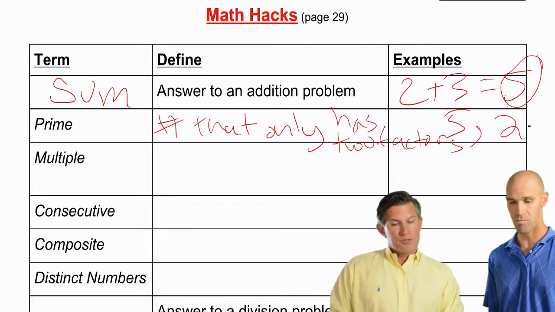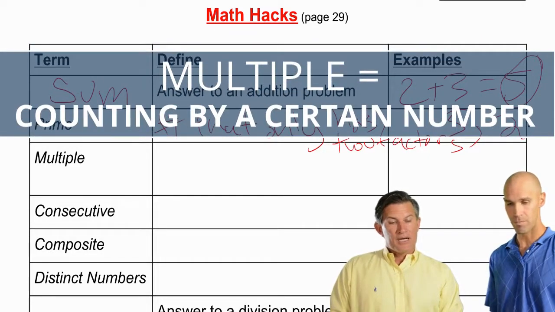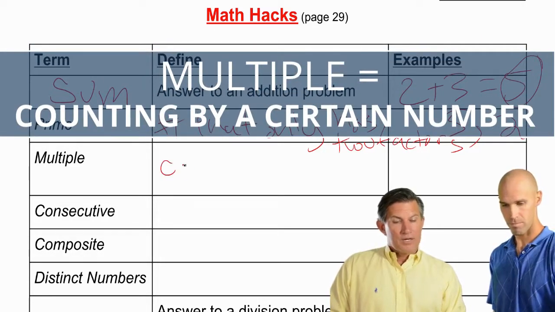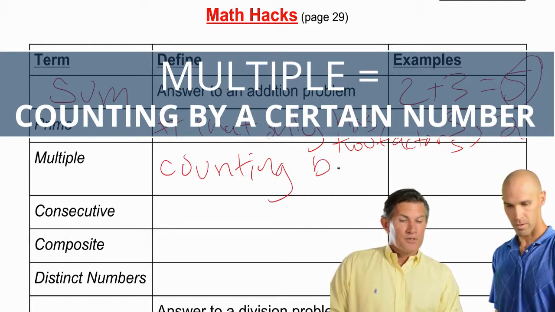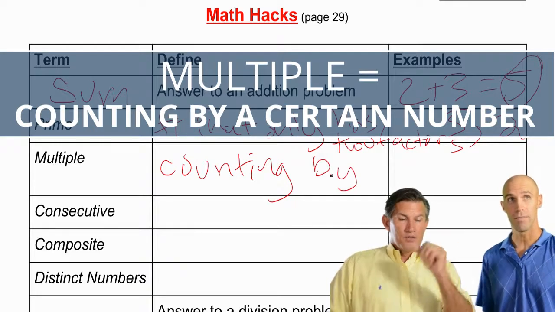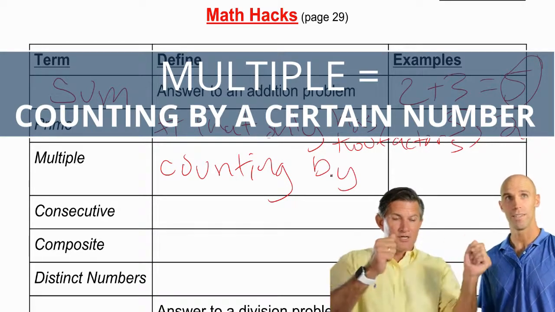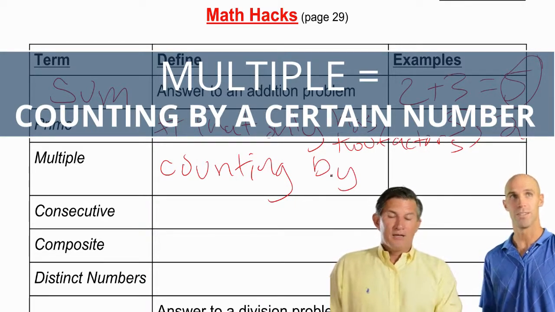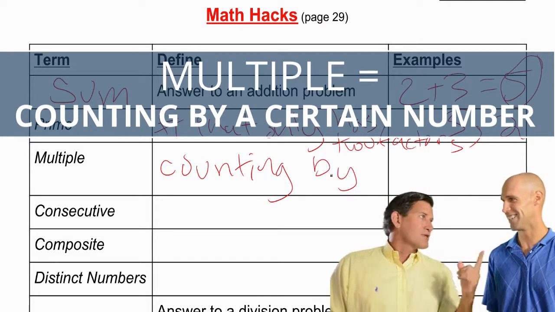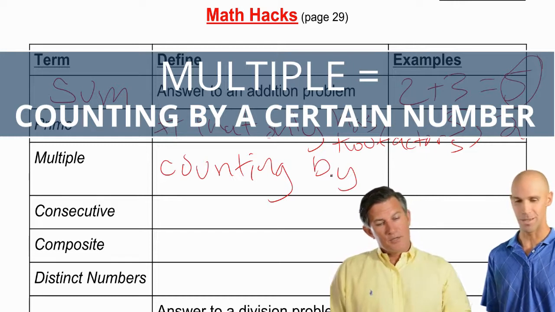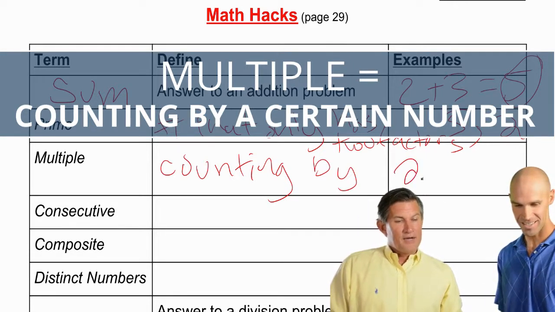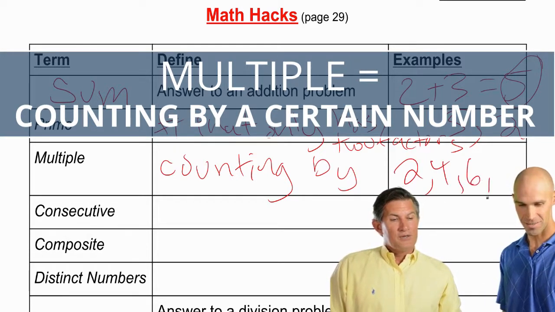Okay, multiple. I like to use this one: counting by. All right, counting by. Vitas, count by 2s. 2, 4, 6, 8, 10, 12, 14. Okay. Count by 3s. 3, 6, 9, 12, 15, 18, 21. So it's just counting by, right? Counting by 5s.